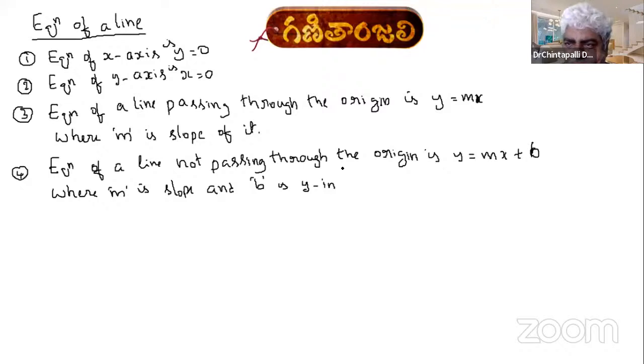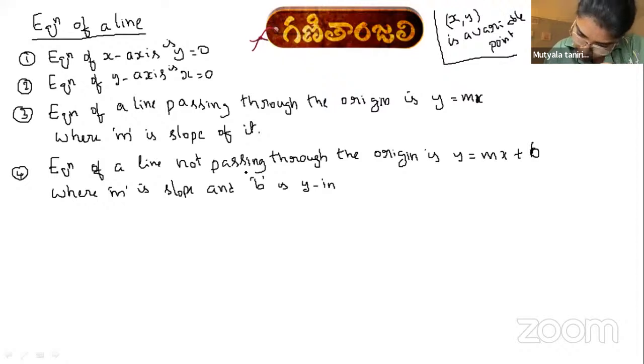So what is the y in the equation? See, where (x, y) is a variable point. Every equation has either x or y or both. What's the meaning of it? (x, y) is a variable point. That means y means the y-coordinate of a variable point, where m is the slope and b is the y-intercept.